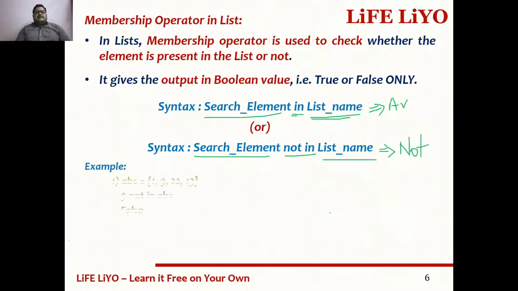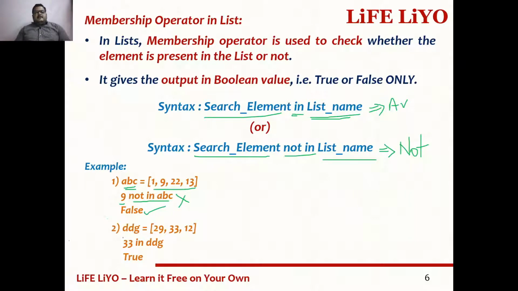Let us take the example. Here [1, 9, 22, 13], 4 elements are there in the list ABC. 9 not in ABC: 9 will be compared with the first element. 9 equal to 1? No. 9 equal to 9? Yes. That means 9 not in ABC is wrong, so it will give the answer as false.